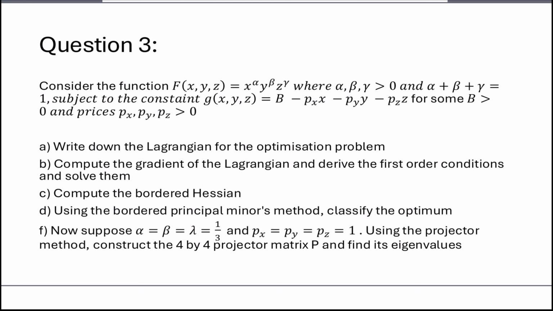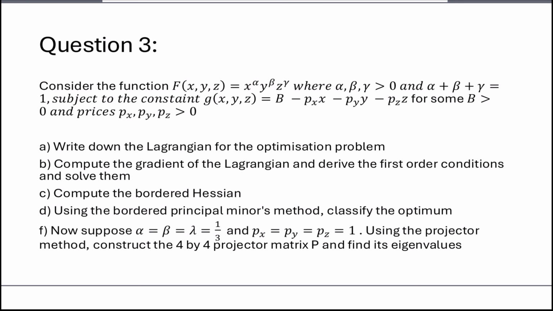Consider the function f, which is a function of x, y, and z, equal to x to the power of alpha, y to the power of beta, and z to the power of gamma, where alpha, beta, and gamma are all greater than 0, and alpha plus beta plus gamma is equal to 1, subject to the constraint g(x, y, z) = b minus px x minus py y minus pz z, for some b greater than 0, and for prices px, py, pz greater than 0.